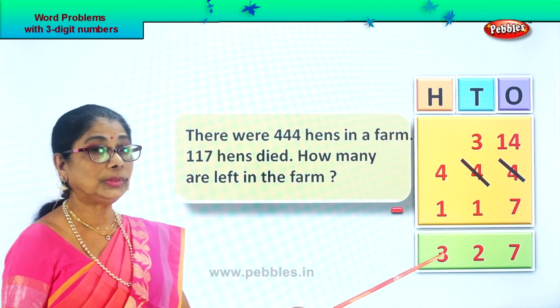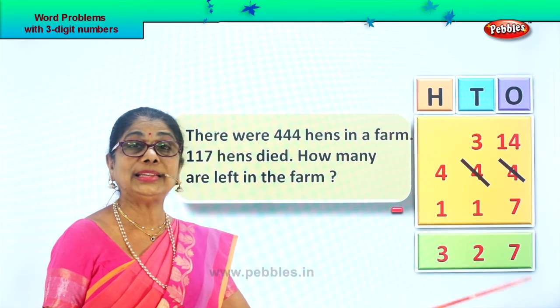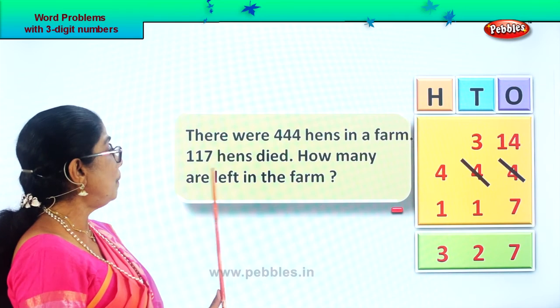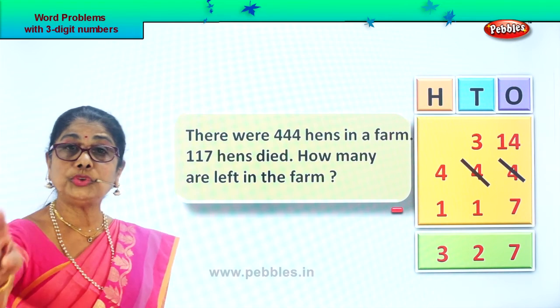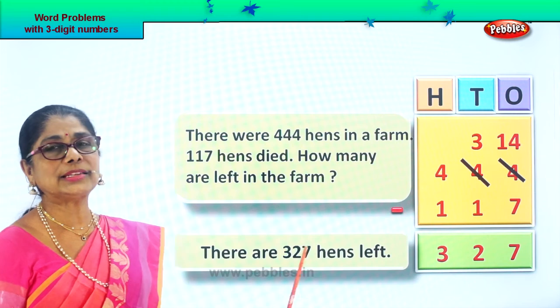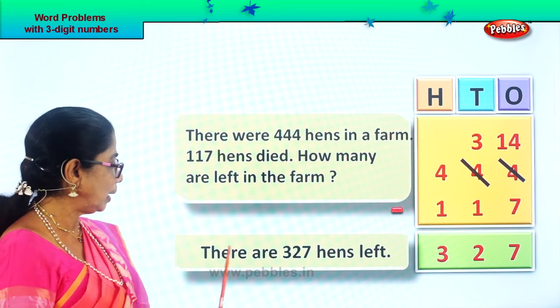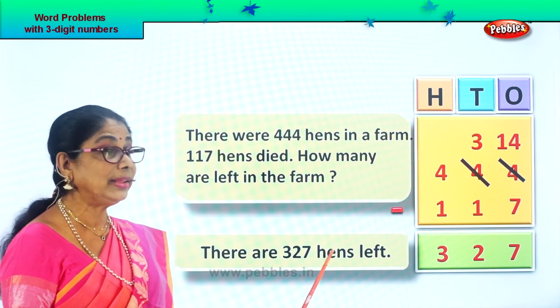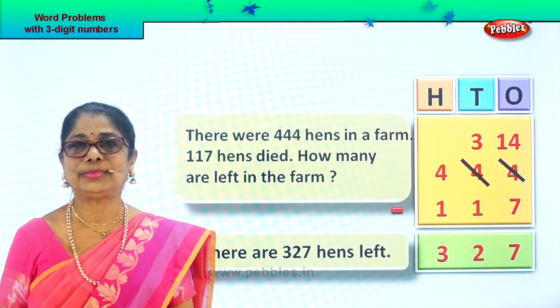Good. So 327 hens left. How many hens are left in the farm? Your answer is 327 hens left in the farm. Okay? There are 327 hens left. That's your answer.